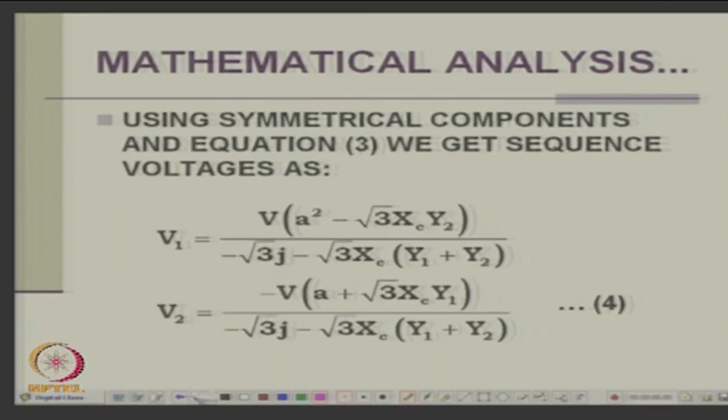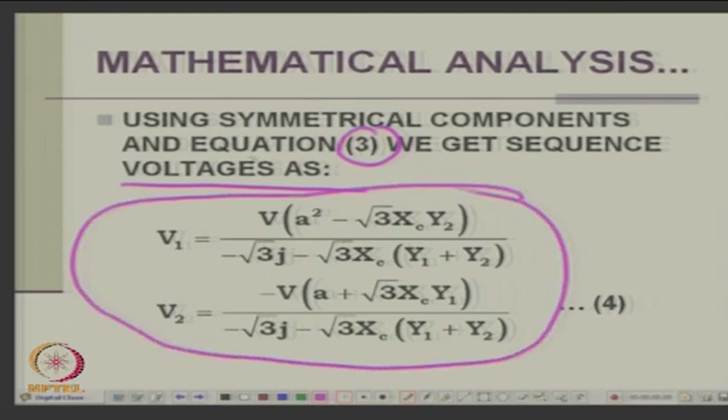Of course, it is easy for me to say using symmetrical components and equation 3 we get the sequence voltages as this, right. To get at these equations you must do a considerable number of derivations. So, I want you to derive and submit tomorrow or next day. Note down this equation. I will entertain the first 10 assignments only.